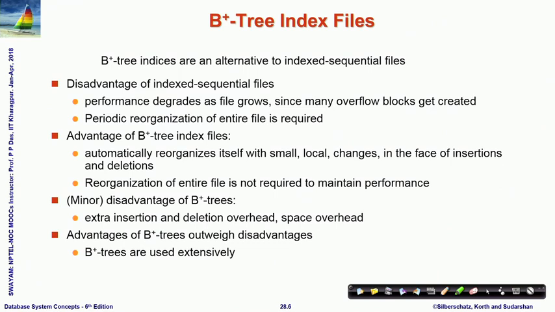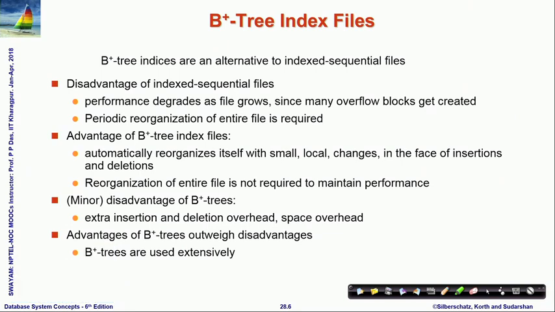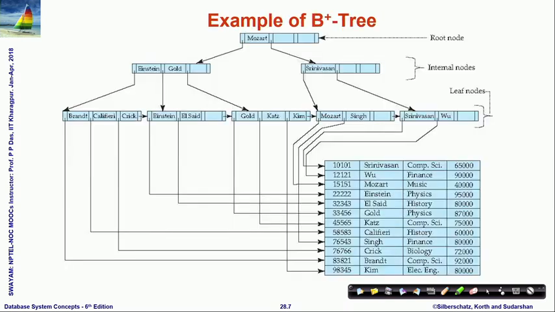In contrast, the advantage of the B plus tree is that it automatically reorganizes itself in small bits and pieces with local changes whenever insertions and deletions happen, and reorganization of the entire file is not required for maintenance. Of course, there are a few disadvantages. There is extra insertion and deletion overhead for the small micro reorganizations, and a little bit of space overhead. But in the face of the advantages that we get, they outweigh the disadvantages, and B plus trees are used quite extensively.